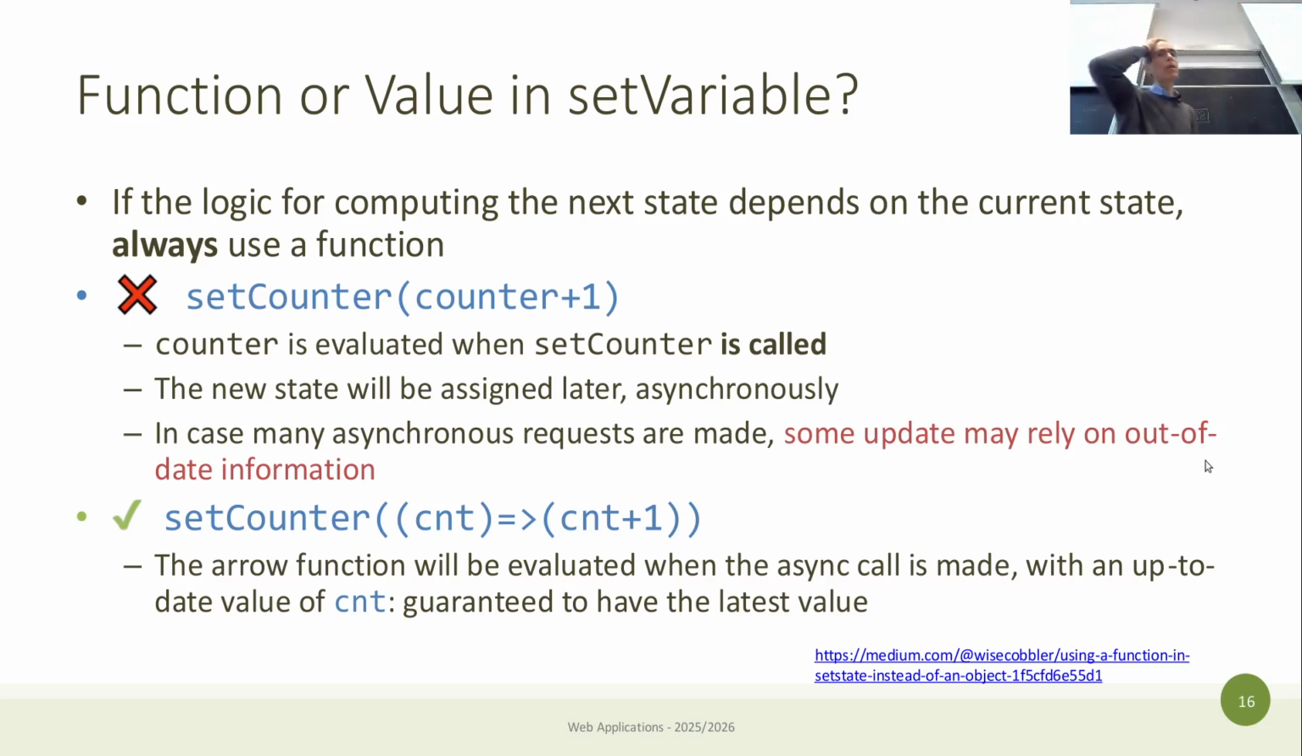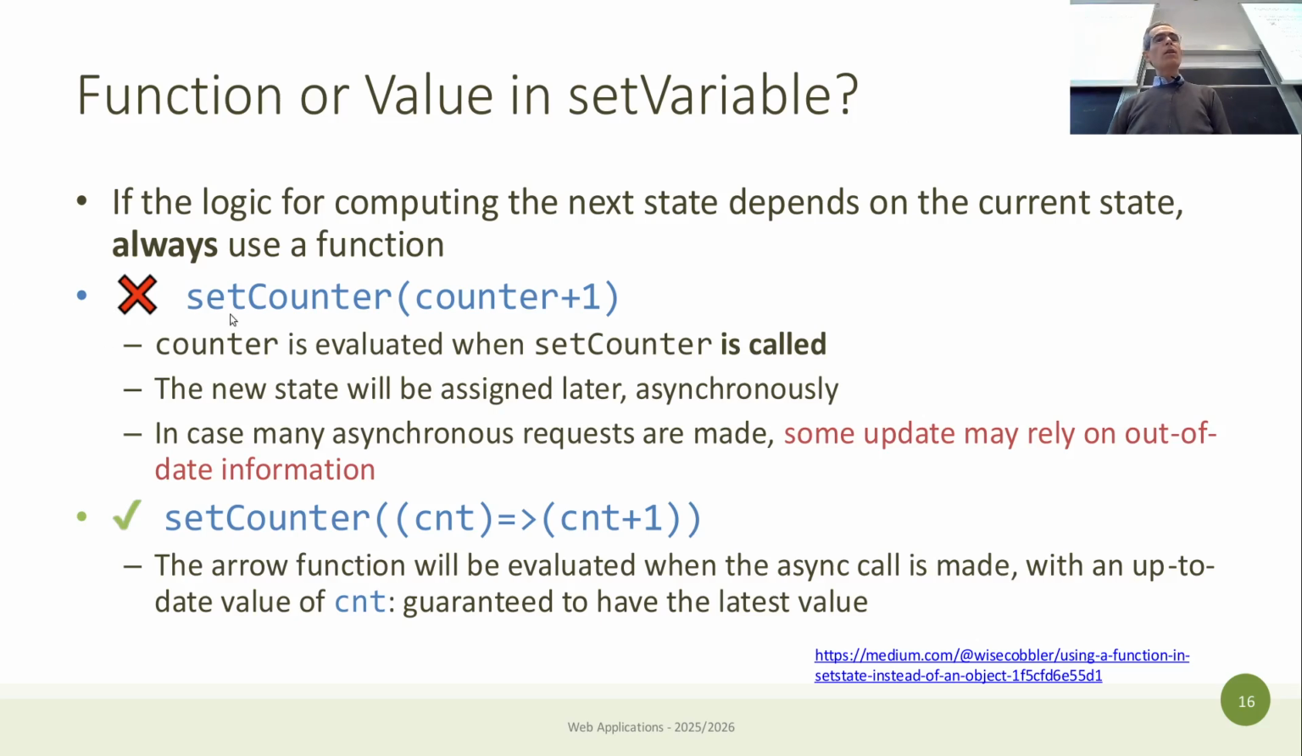Okay, good. So should I use a function or a value in the set variable parameter? Well, I should always use a function, so pass a function when the next state depends on the current state. That's a basic rule, okay? If the new state depends on the old state, you need to pass a function, because you never know when the update will happen, and if you pass a function, React will call this function with the old value of the state and will compute the new value, use the new value, everything will happen correctly in the correct order without skipping any operation and so on.